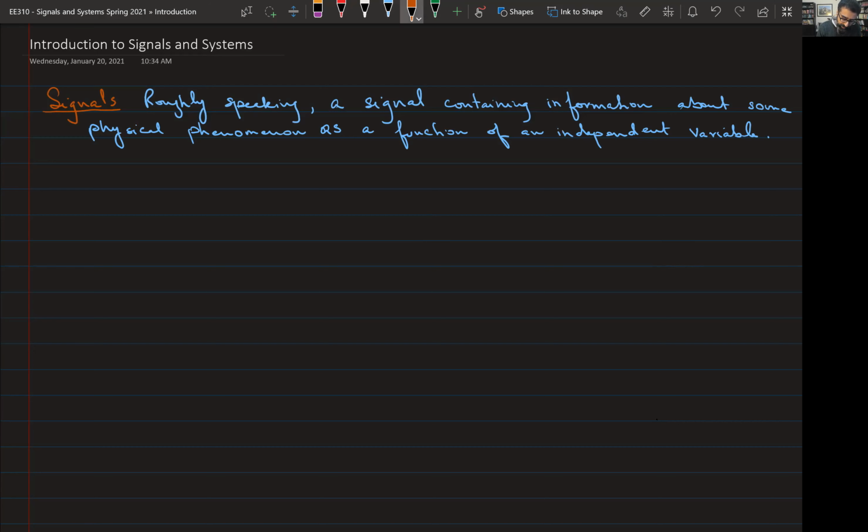Right? So what could be examples of signals? Let me quickly give you some examples. The first and foremost example that you may all be familiar with is your electrical current, your electrical voltage as a function of time, right? So once again, I stress the fact that it has to be a function of an independent variable. So if you look at a voltage signal, that is voltage as a function of time.